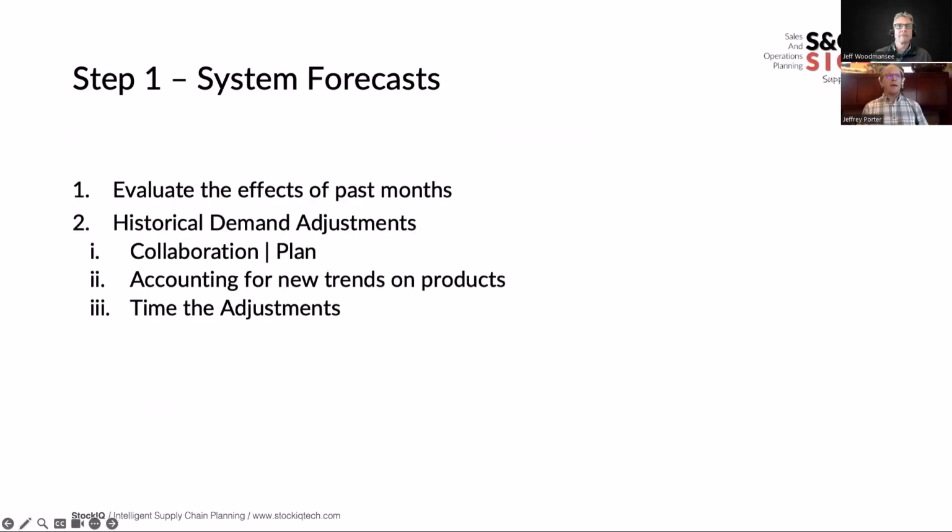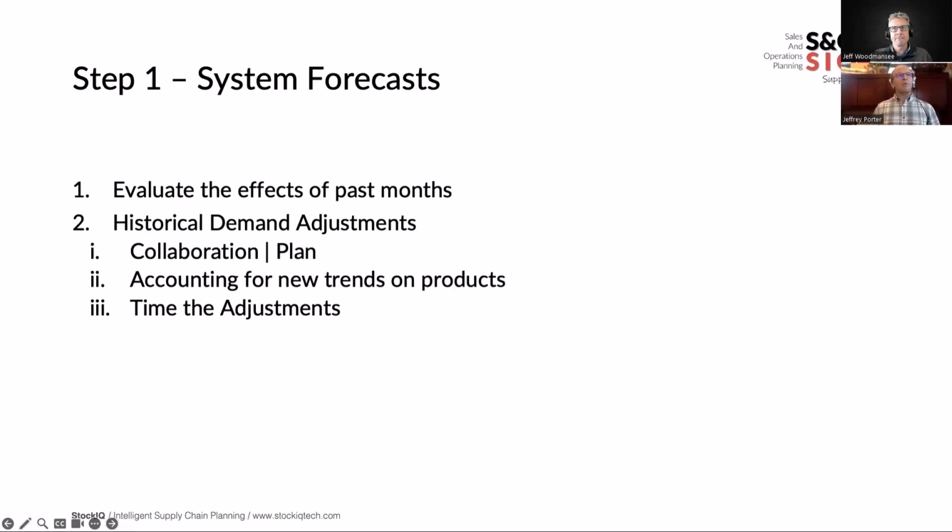So, system forecast. When we're starting this process, we've gathered our data. Really what we're doing here is evaluating the effects of past months, meaning we had a consensus forecast in place. We're now into a new month and we have all of our actual sales. The objective is to evaluate whether we were on target or off. Did we forecast too much, too little, or were we spot on?